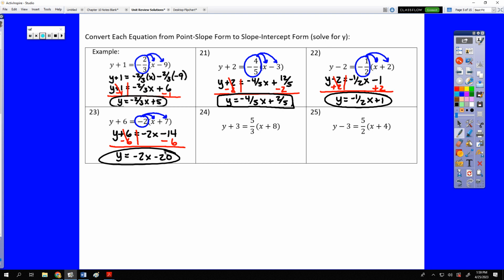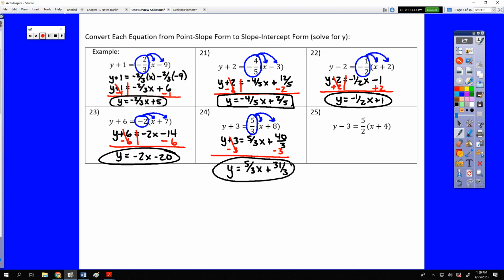Okay, number 24 also has, unfortunately, not great numbers, but that's okay. Again, we're going to distribute. So when we distribute, we get y plus 3 equals 5/3 x plus 40 over 3. We would then subtract 3 from each side of that equation. Again, you're going to need to use your calculator to carry out that subtraction. y equals 5/3 x plus 31 over 3. Again, those are unfortunate numbers, but if we have a calculator, they're not something we should not be able to handle.